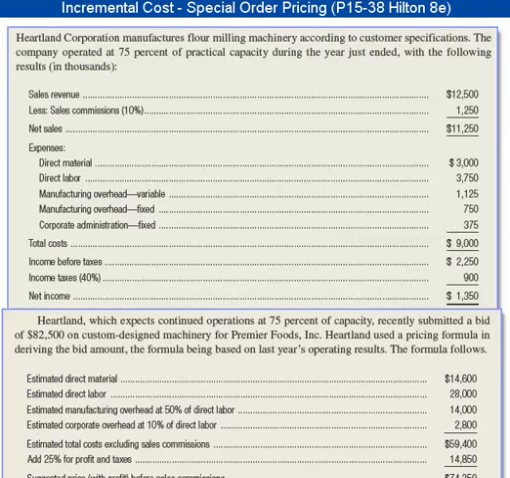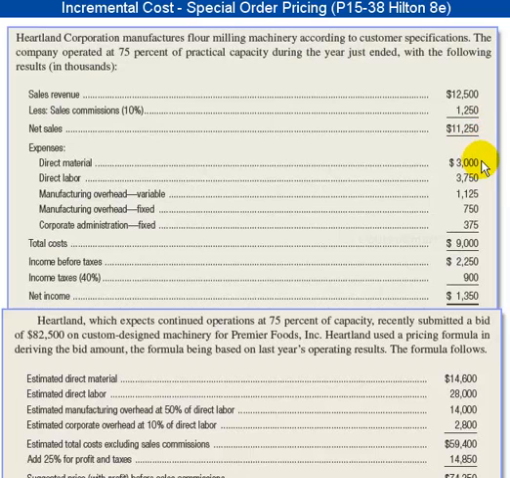Heartland Corporation manufactures flour milling machinery according to customer specifications. The company operated at 75% of practical capacity during the year ended with the following results. And we see that sales revenue was $12,500. There were sales commissions paid equal to 10% of that amount to derive net sales of $11,250.